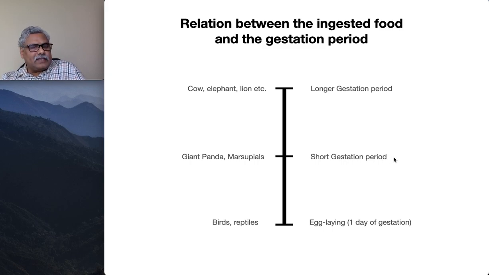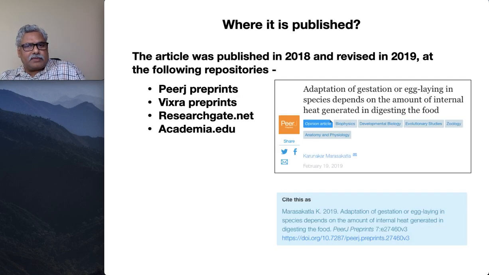So because they need a lot of acid to digest whatever food they are taking in, because that is less nutrient. Then others, cows, eat grass with a good amount of nutrition, and elephants and lions. So these are all having a longer gestation period because they require less amount of acid to digest their food.